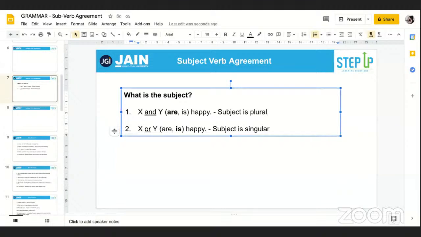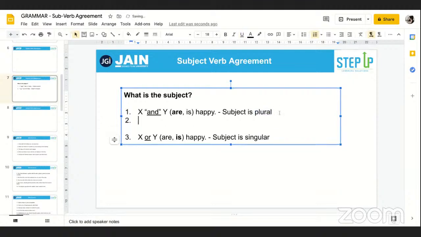Okay. I'll tell you something simple. You need to remember this. What you need to remember is here X and Y, right? That is the only place where you can take it as plural. Okay, only when there is "and". Remember that. In no other condition should you use it as plural. For example, if I say X as well as Y, you will not say plural.